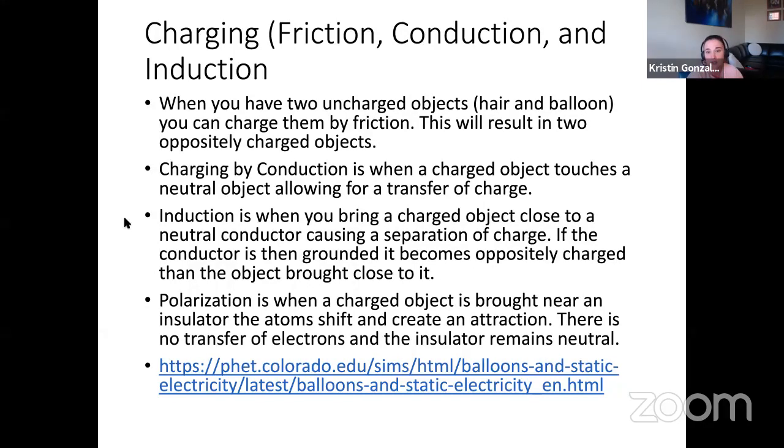So when we have 2 uncharged objects, let's take a balloon and a piece of hair. You can take those 2 objects and rub them together, and that friction between them will take electrons from one material and deposit them on the other.